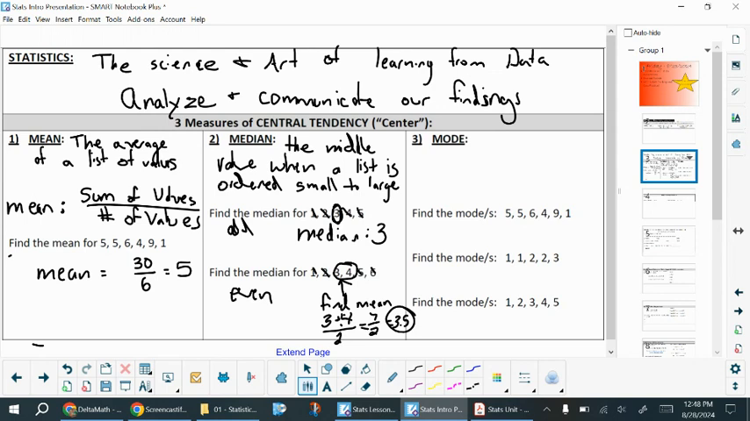The final thing is the mode, which is the most occurring value, the most frequent value. So I'm going to say most frequently occurring.